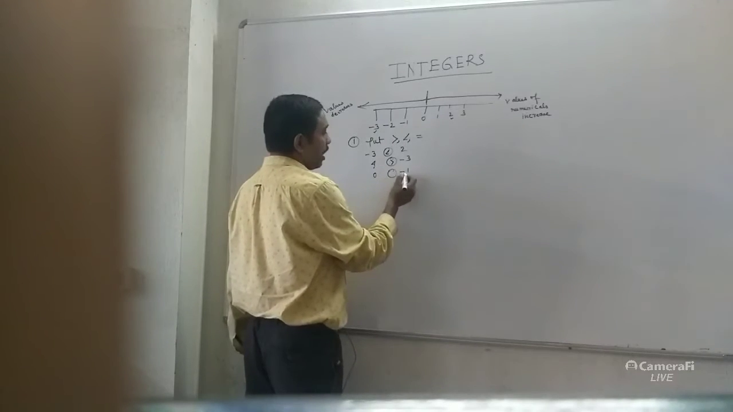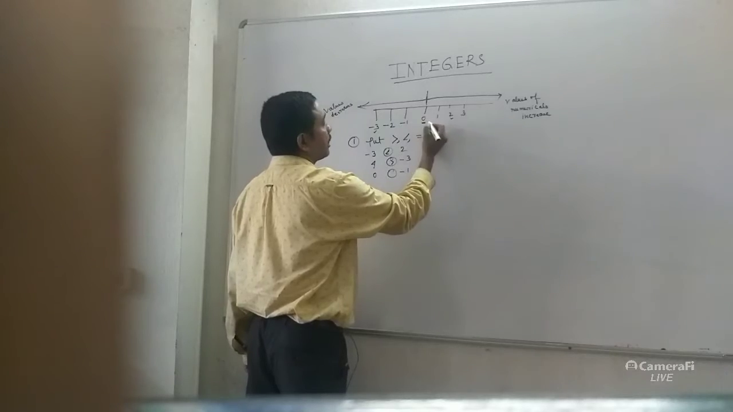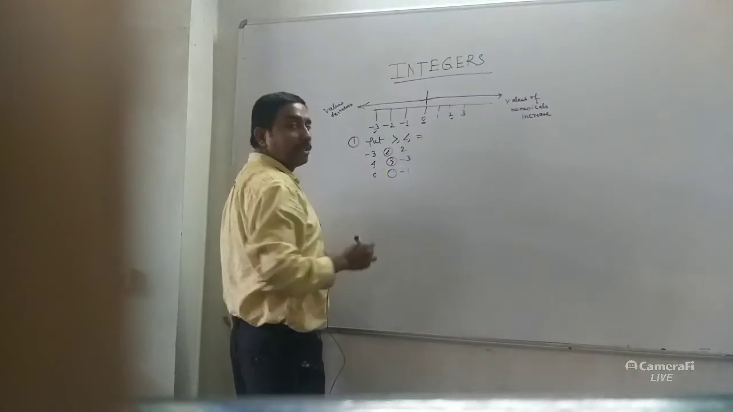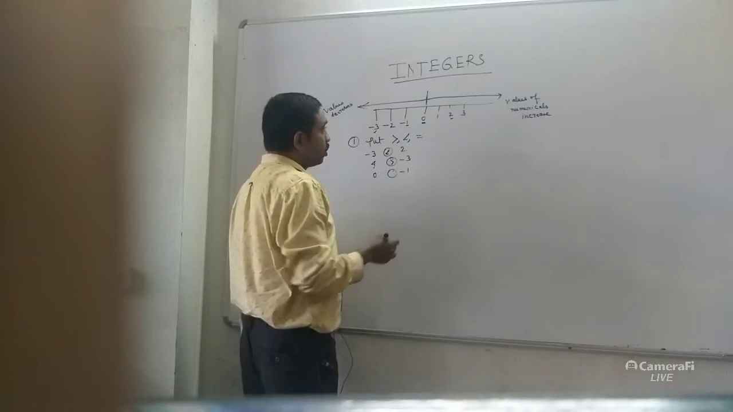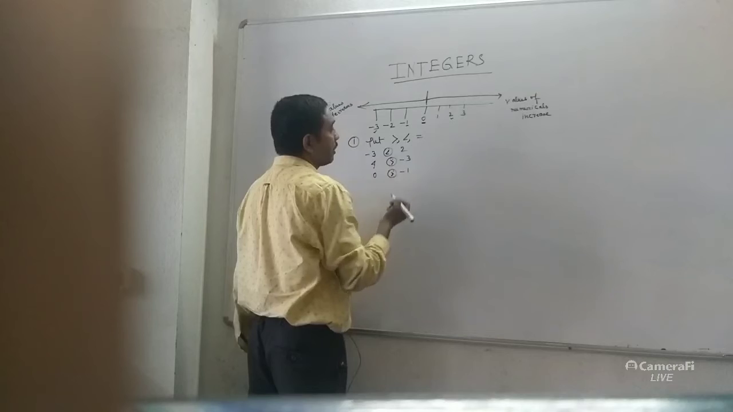Here look at 0 and minus 1. The position of 0 is here and minus 1 is here. So whenever you move in this direction the value decreases. So 0 is always greater than minus 1.